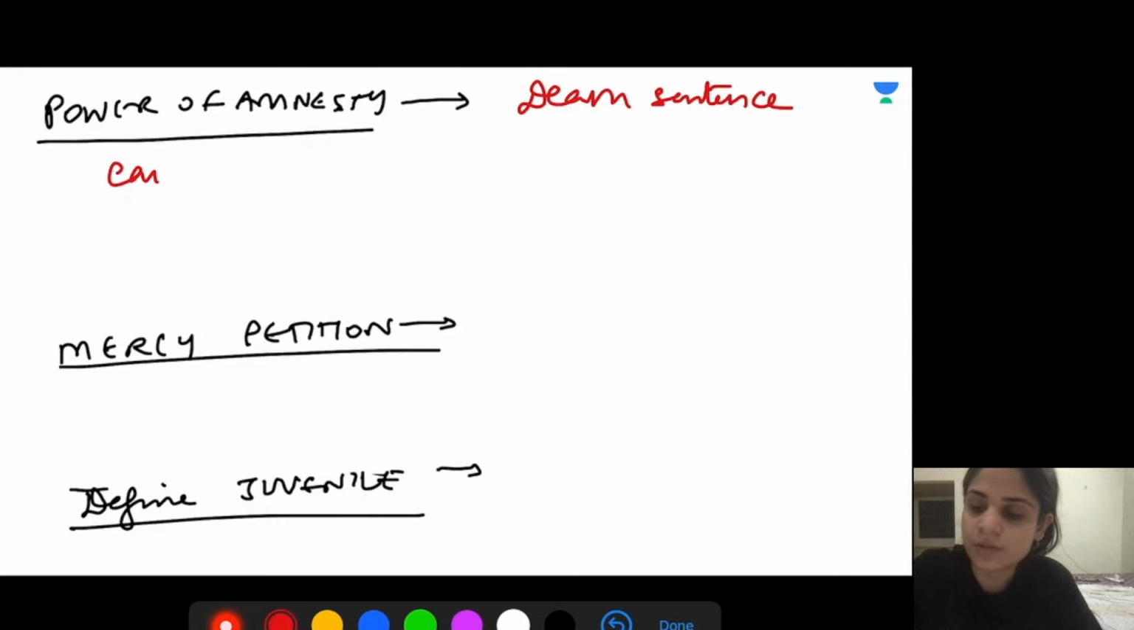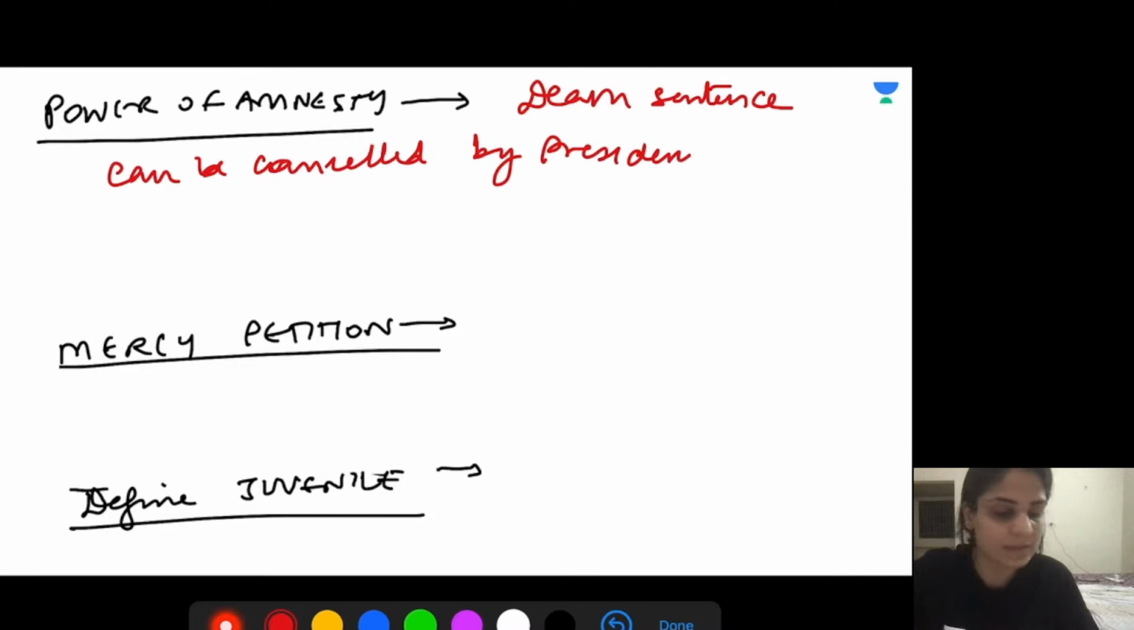Now who is the person who has the ultimate power to cancel it? It is the president of the country. So that is called the power of amnesty. The power that the president has to cancel the death sentence or to cancel the punishment of the person is called the power of amnesty. Now, what is a mercy petition?